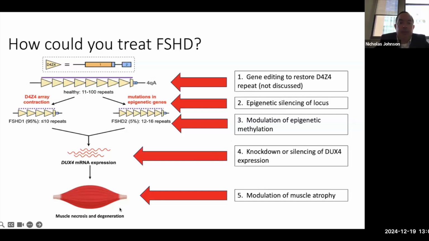And then last, we'll finish up with, obviously at the end of the day, the expression of DUX4 leads to muscle weakness, muscle atrophy. Could you improve that? So 5 basic ways. We're going to talk about 4 of them today, and we'll use this as our roadmap as soon as I can advance my slides.